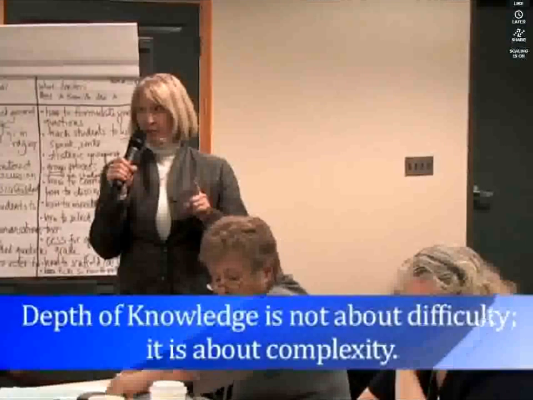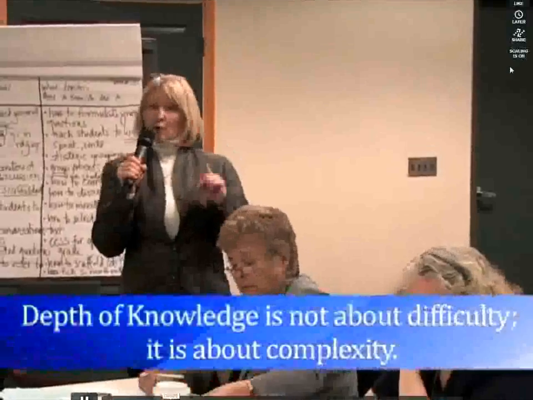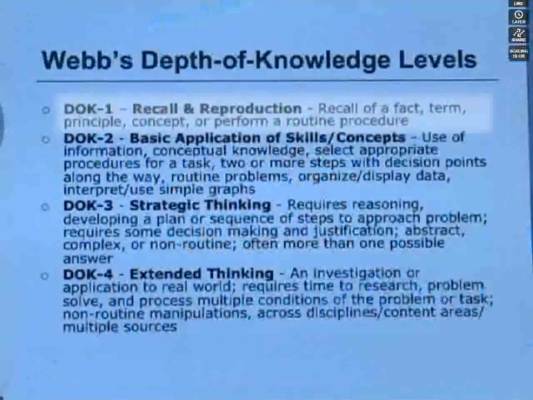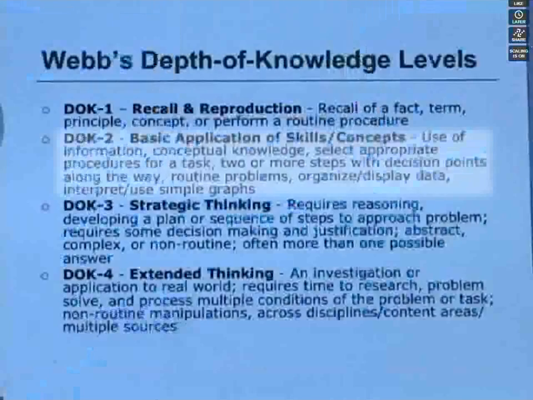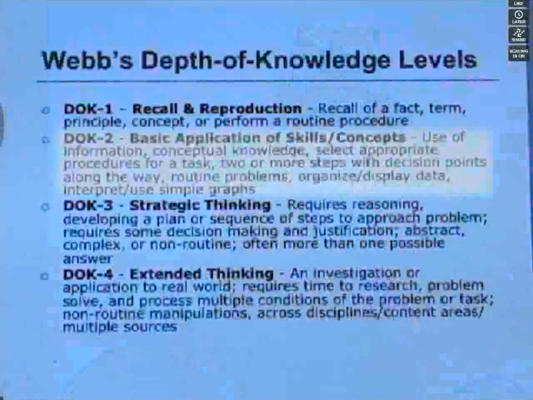DOK is not about difficulty, it's about complexity. So you have to say, what kind of mental processing would have to occur? So his level 1 is the ability to recall things, to remember things. And you could memorize something pretty simple, or you could memorize something pretty complex, but it still would be memorizing. Depth of knowledge 2 is basic application and skills. You might be organizing information. Usually what sets DOK 1 apart from DOK 2 is you're acting on the information in some way. It's a little bit more complex to do that because you have to understand relationships between pieces of information.